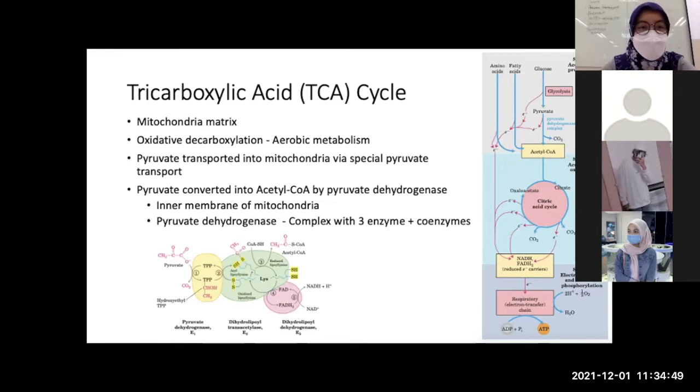Okay, so pyruvate will be transported into the mitochondria and converted into acetyl-CoA. So who remembers where we can find acetyl-CoA before this? In where? Lipid metabolism. So is it the precursor or end product in lipid metabolism?